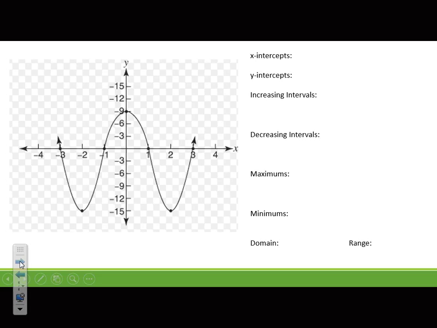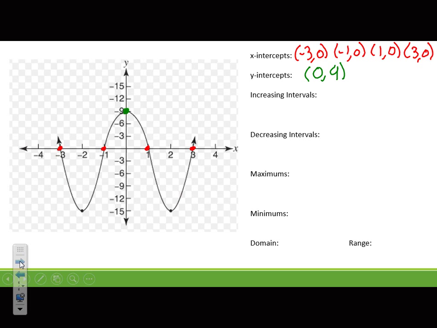All right, here we go. Starting with x-intercepts. That's where it crosses the x-axis. So I have 1, 2, 3, 4 x-intercepts. So I'm going to put all of those down. I have (-3, 0), (-1, 0), (1, 0), and (3, 0). Those are all my x-intercepts. Now for my y-intercepts, where it crosses my y-axis, I just have 1 right there. We're at (0, 9).